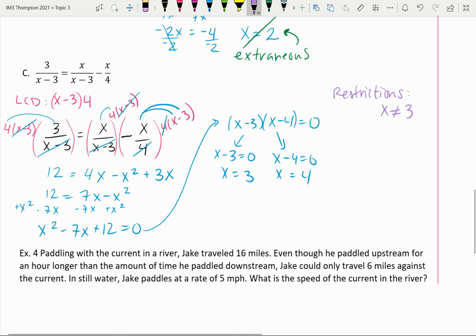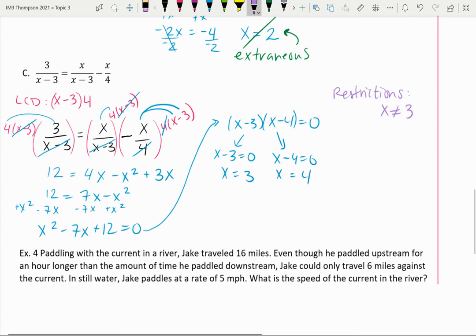As you work this out, when I rearrange my quadratic and get it all on one side of the equation, I have x squared minus 7x plus 12 is equal to 0. So I did that by just combining my like terms, 4x and 3x, moving it to the left-hand side, and moving my squared term to the left-hand side. From here, the left-hand side is a factorable expression. So I factored into x minus 3 and x minus 4, which gives me solutions for x as 3 and 4.